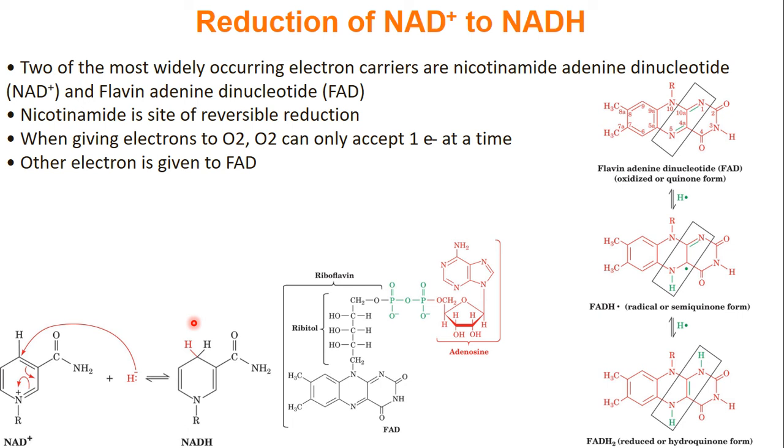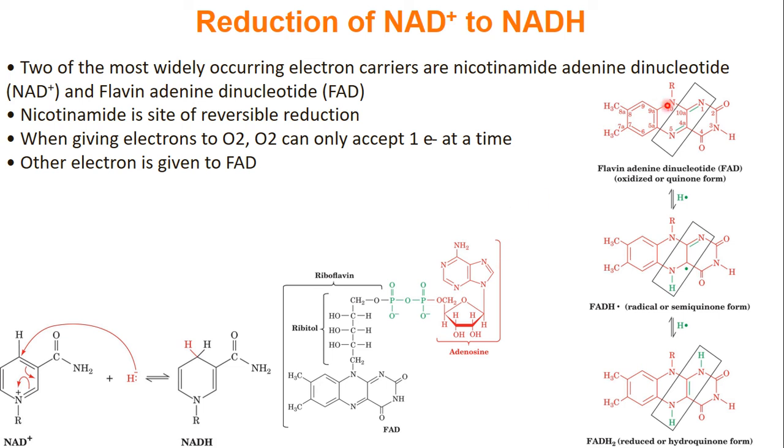In the electron transport chain, the last molecule to receive electrons is oxygen, O2. Now O2 can only accept one electron at a time, which is a problem for NADH because it can only give off 2 electrons at a time. To accommodate that, one electron is given to oxygen, and the other electron is given to FAD.